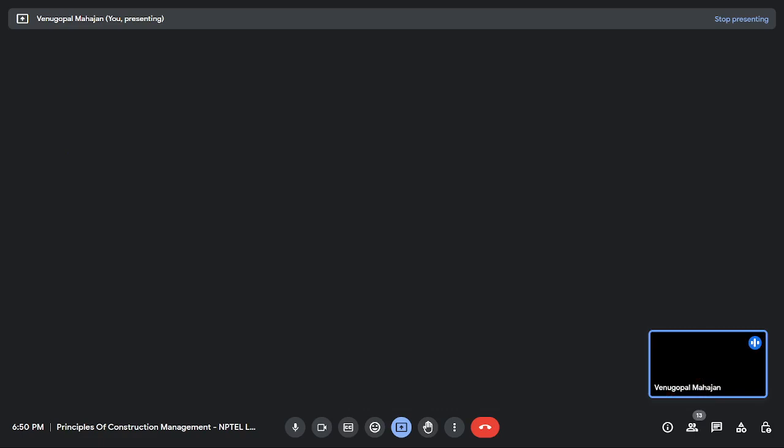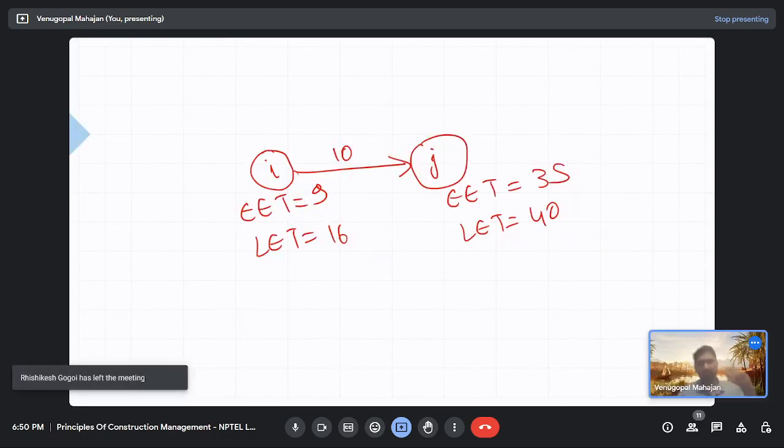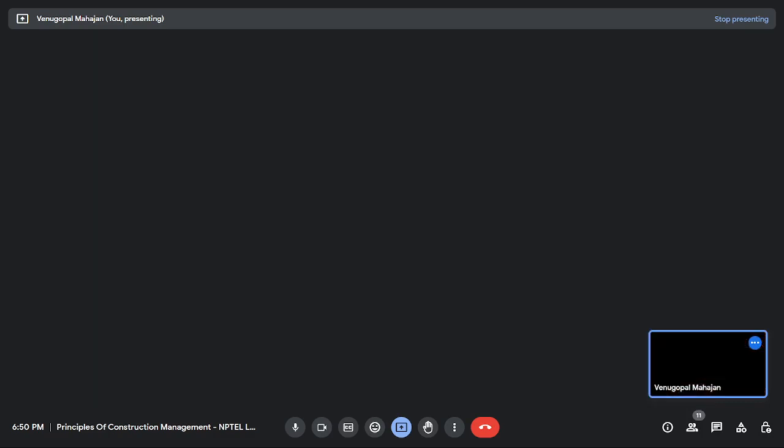Okay, so let's suppose this is I, this is J, and this is 10. EET and LET: EET is 9, LET is 16. For the other event, EET is 35, LET is 40. Is this a possible scenario? Only if there are some other incoming arrows, right?